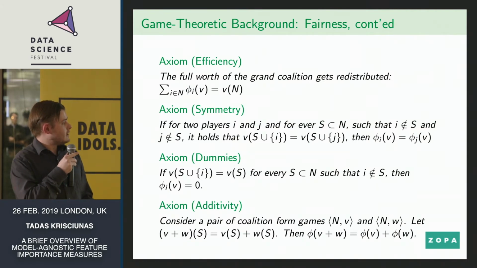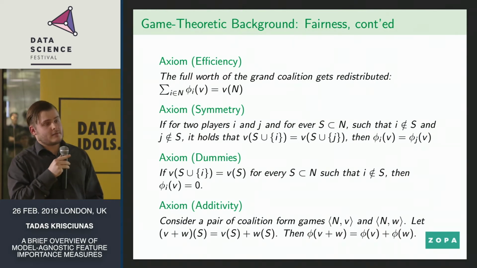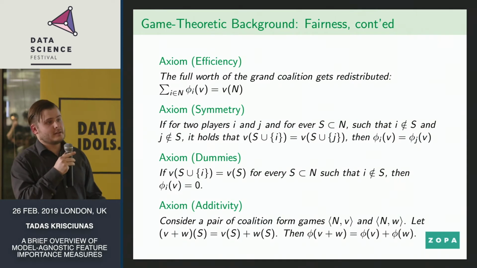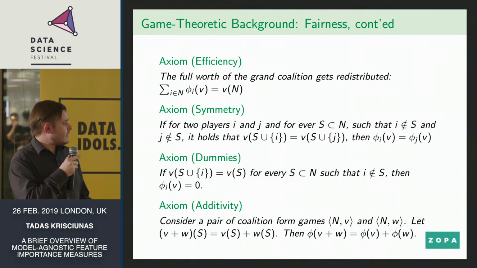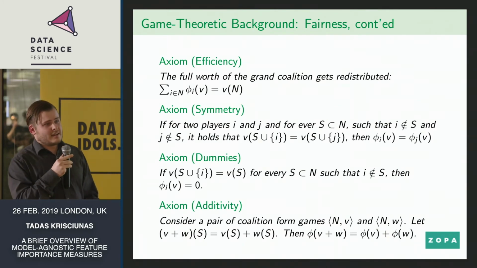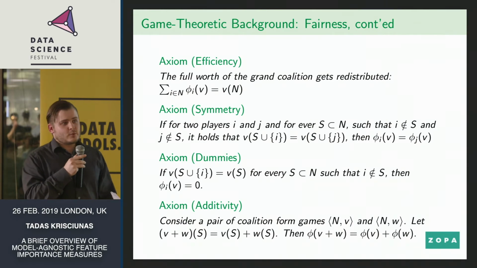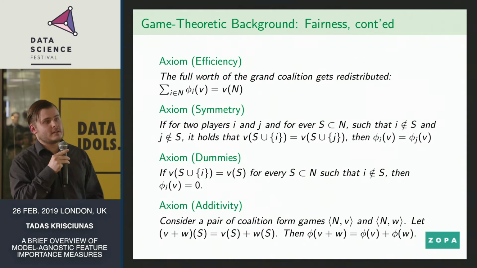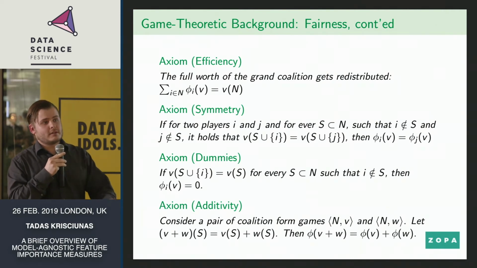There's the dummy axiom, which is somewhat similar, and it just says that if a player has not contributed, that is, any coalition where the player participated was worth the same as a coalition without that player, then the player should not get anything. And finally, we have the additivity axiom, which in intuitive terms would just mean that if we have two different games, so let's say two different companies, and they may share employees, the total amount that employees are rewarded should just be the sum of their rewards from the individual companies.